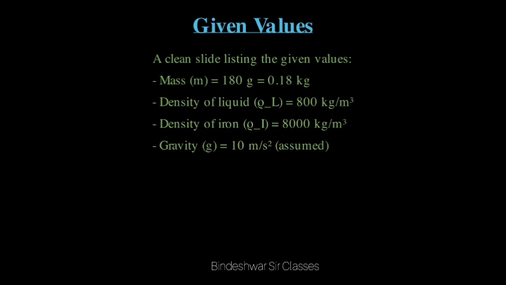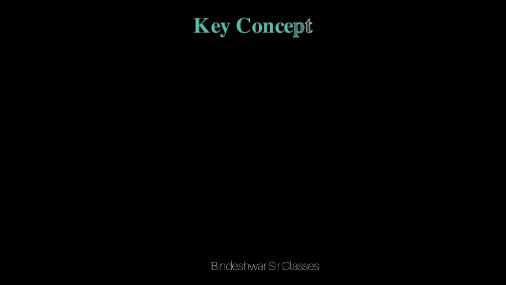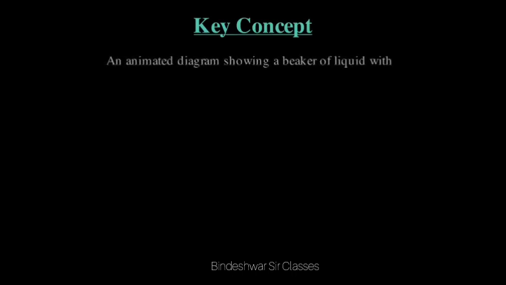Next, the density of the liquid, which we'll denote as ρL, is 800 kilograms per cubic meter. The density of iron, ρI, is 8,000 kilograms per cubic meter. We also need the acceleration due to gravity, g, which we'll take as 10 meters per second squared for this calculation. Now, let's understand the physics concept involved.